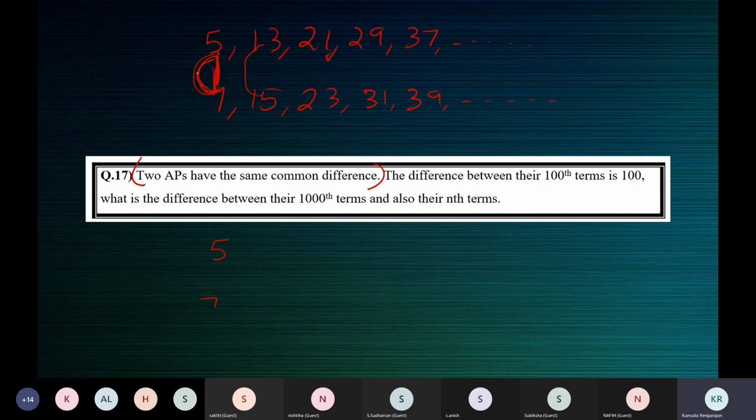So see here, 7 minus 5, 2. 15 minus 13, 2. 23 minus 21, 2. 31 minus 29, 2. 39 minus 37, 2. The difference is a constant is what we need to understand here. The problem is not with 2 or minus 2. That difference is a constant.